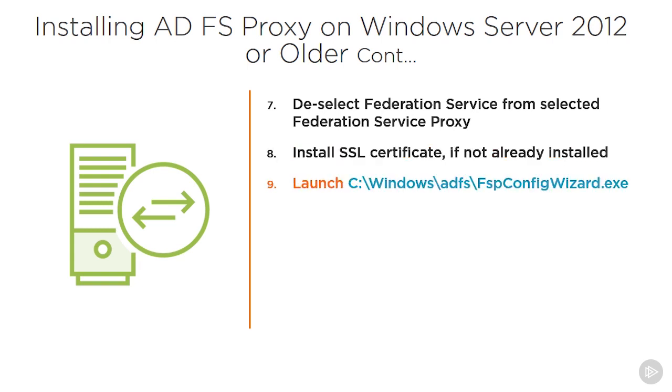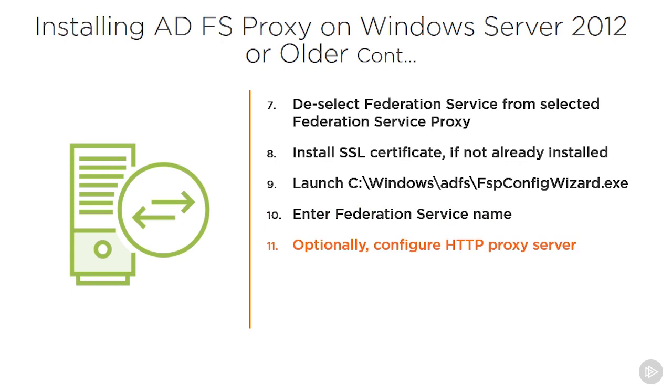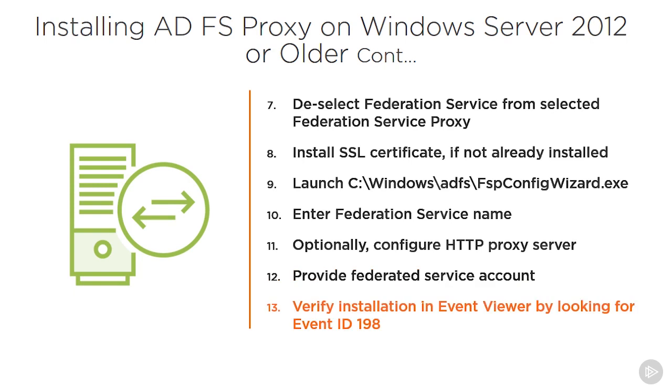We're now going to launch the fspconfig-wizard.exe. This is how we create our proxy on a Windows Server 2012 or older machine. And you'll find this wizard in the Windows ADFS directory. Once you launch that, you're going to enter in your Federation service name. There'll be a little checkbox to optionally choose to configure your HTTP proxy server. And then it may pop up and ask you again for a federated service account. After this is all done, you're going to click Next.